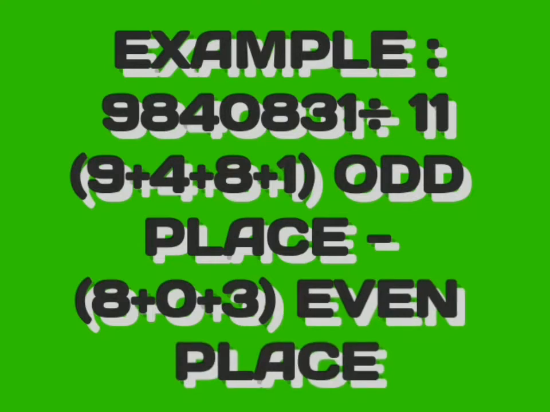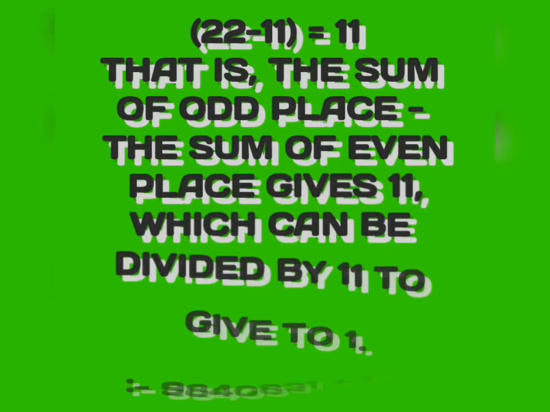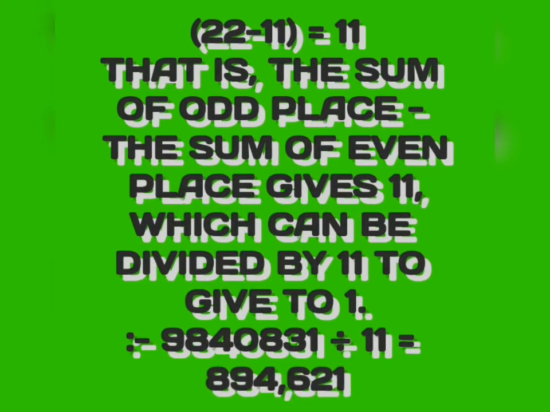9840831 divided by 11. The odd place value, you have 9481. And that of even place value, you have 803. Now add both odd place value and even place value together. You end up having 22 minus 11. And 22 minus 11 will give you 11.